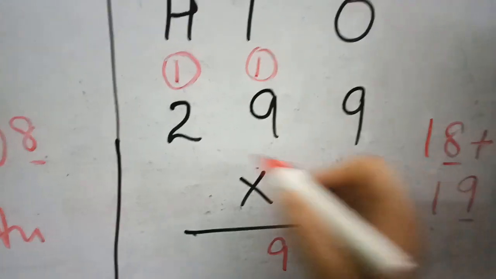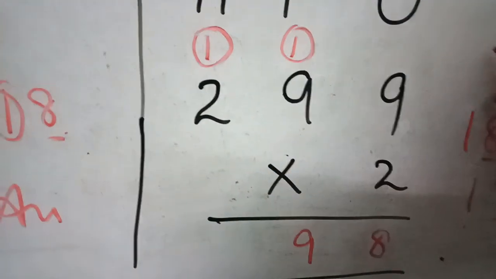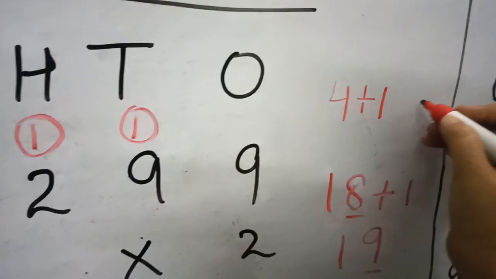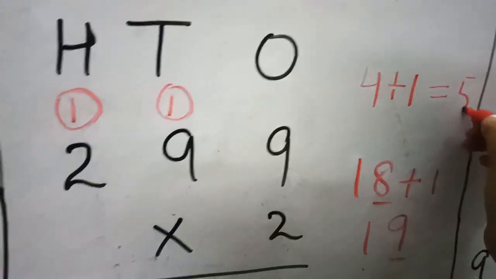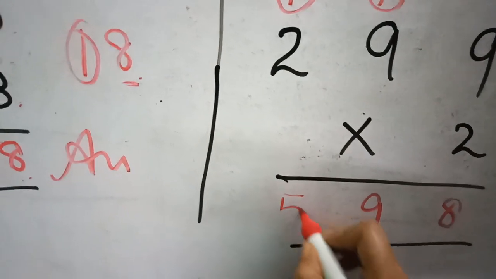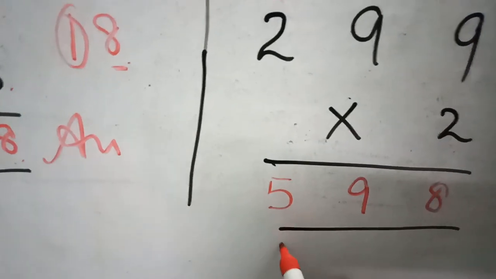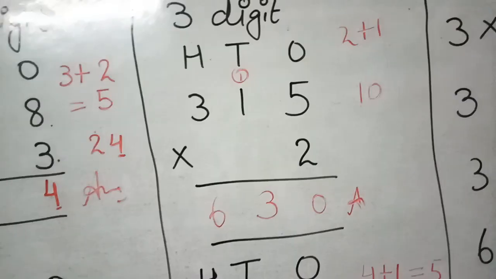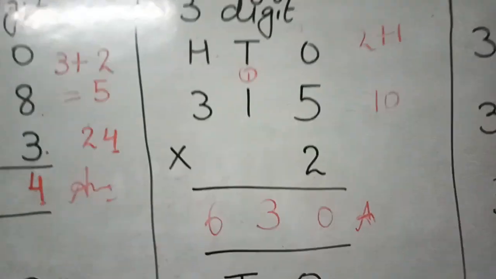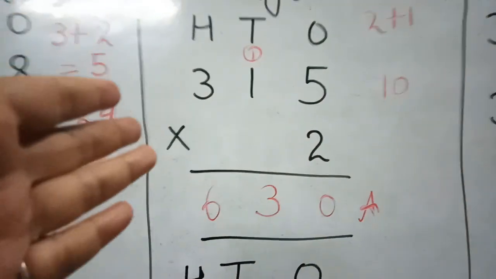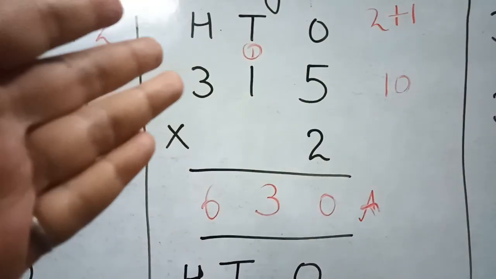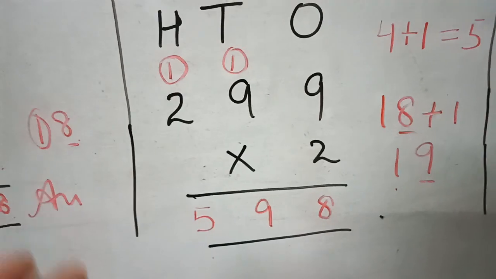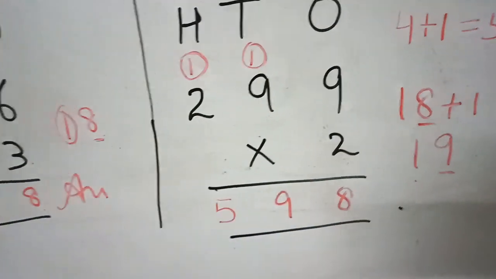So 2 2s are 4. 2 2s are 4 and 1 carry, plus 1 equals 5. So here will be 5. Your product will be 598. This is how we did the 3-digit multiplication, right? In the first one we did 315 by 2, and in the next we did 299 by 2.